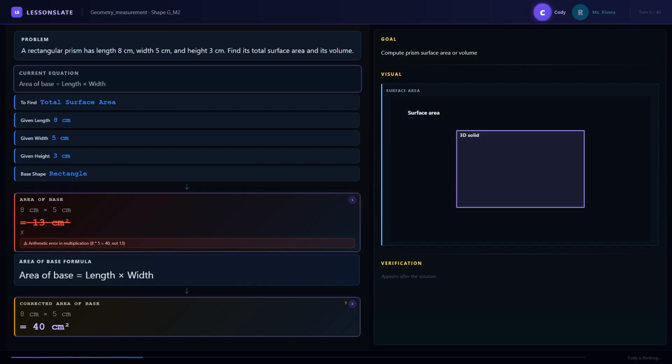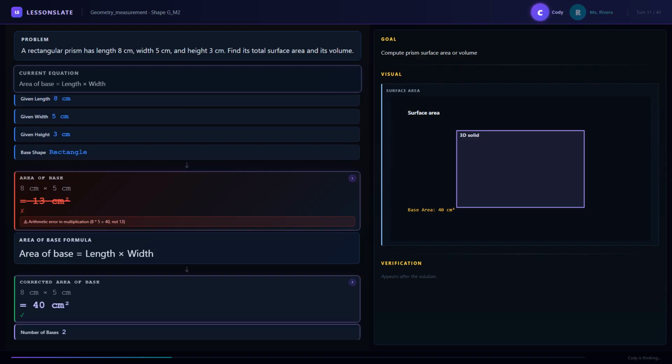So 40 square centimeters. That's exactly right, Cody. The area of the base is 8 centimeters times 5 centimeters equals 40 square centimeters. It's very common to make small arithmetic slips, so it's always good to double check. You've correctly identified and calculated the area of one of the bases. Now, how many bases does a rectangular prism have, and what does that mean for our total surface area calculation?